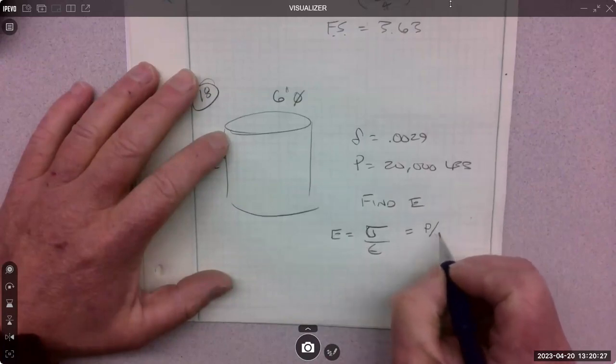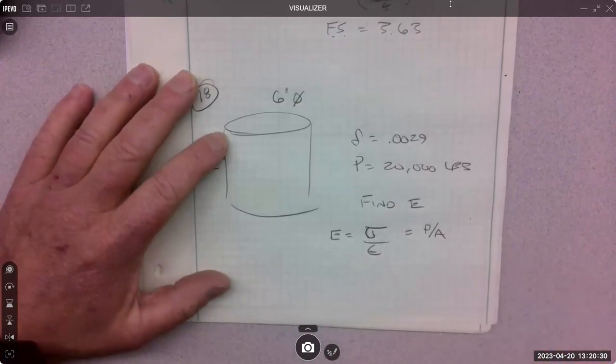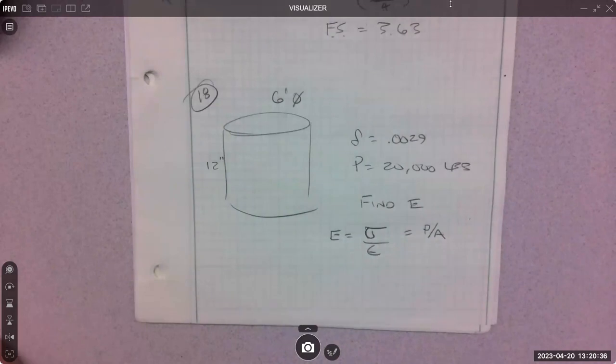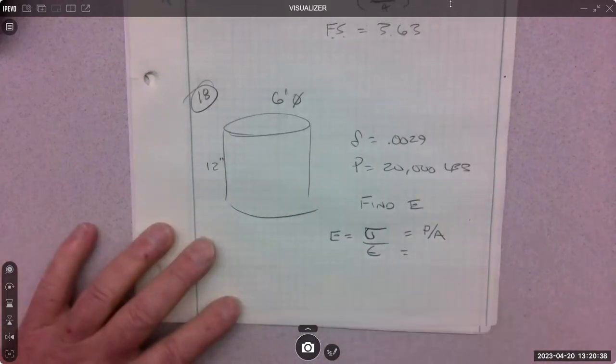P over A. You're all thinking strain. I was going for stress, which I'm going to do all the time because your brain's going to be jumbled. Now, as you just said, what is strain?